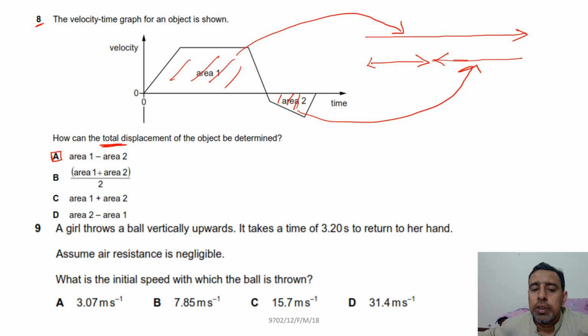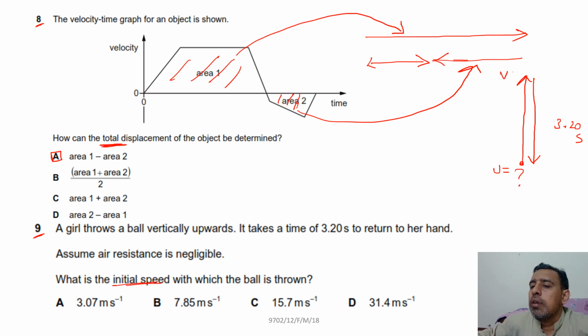Now in question number 9, a girl throws a ball vertically upward. It takes 3.20 seconds to return to her hand. It means if we throw the ball like this one and then this ball comes down to her hand, the total time is 3.20 seconds. Initial velocity is required and the final velocity is 0 at the top. It means the time to go up and down is 3.2. So when it reaches the top, the time is half of this value.